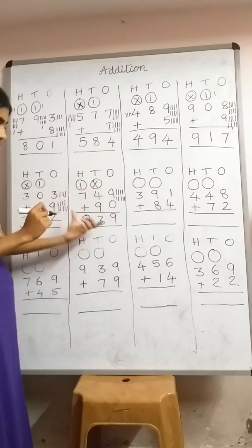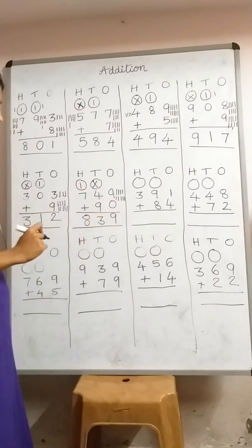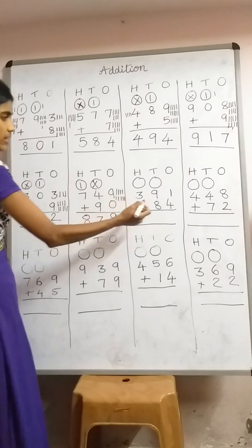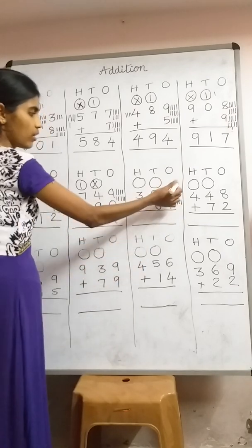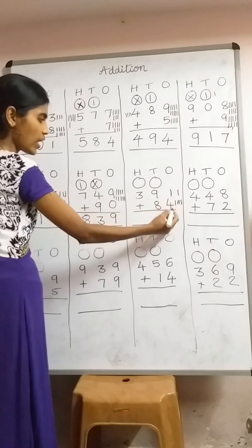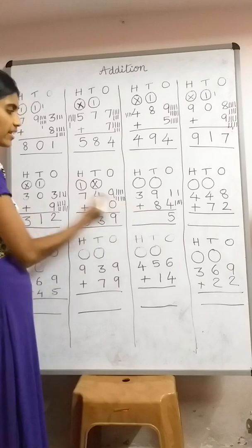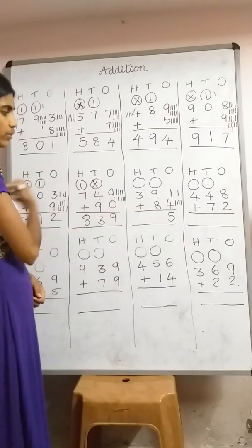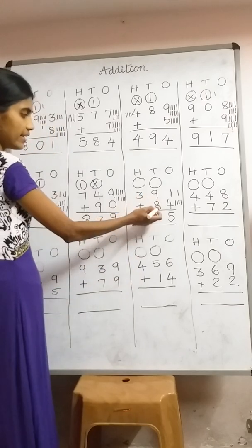839. Did you understand? I hope you have understood it very clearly. So let's move to the next one. And we have here 1 and 4. Count all the lines. 1, 2, 3, 4, 5. Here at the tens place we have 9 and 8. So what do you need to do? Let's use our fingers. Okay, 9 and 8 we need to count.